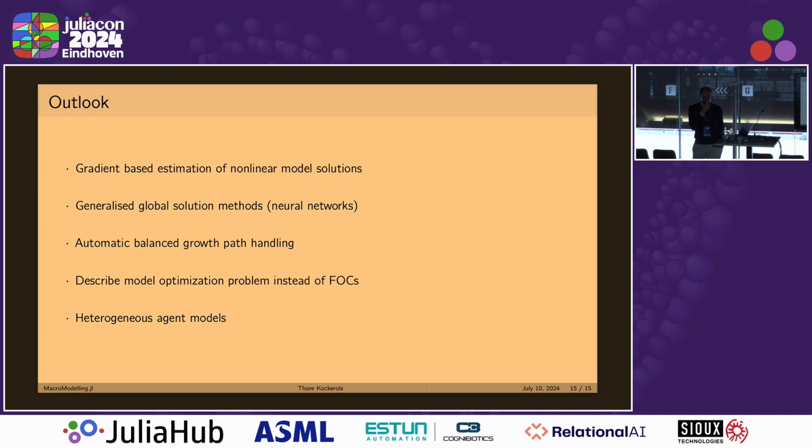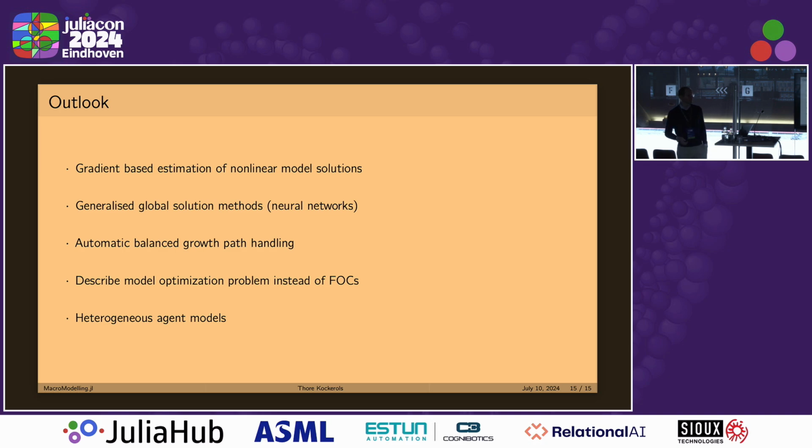So this is the package. Where do I want to go with this? This is also an invitation to anybody who's into these kinds of things. I'm very happy to collaborate. I want to continue working on gradient-based estimation, but of the nonlinear model solution. For now, it's only the linear model solution. So also bring that to second, third order perturbation. It's about taking gradients, essentially.